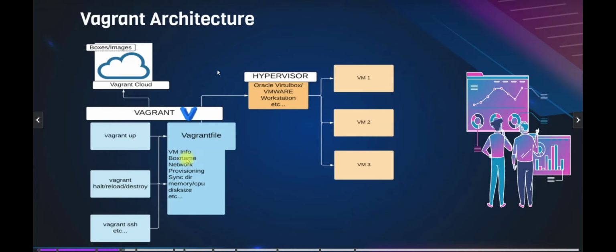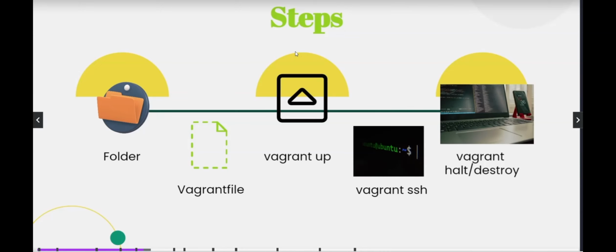Now let's see how to do it in real. The steps we take to create a VM: first we create a folder on our computer, then we have a Vagrantfile, and then we use the vagrant up command. If we want to log in to that VM, we use vagrant ssh. And if we want to stop or destroy the VM, we use vagrant halt or destroy.